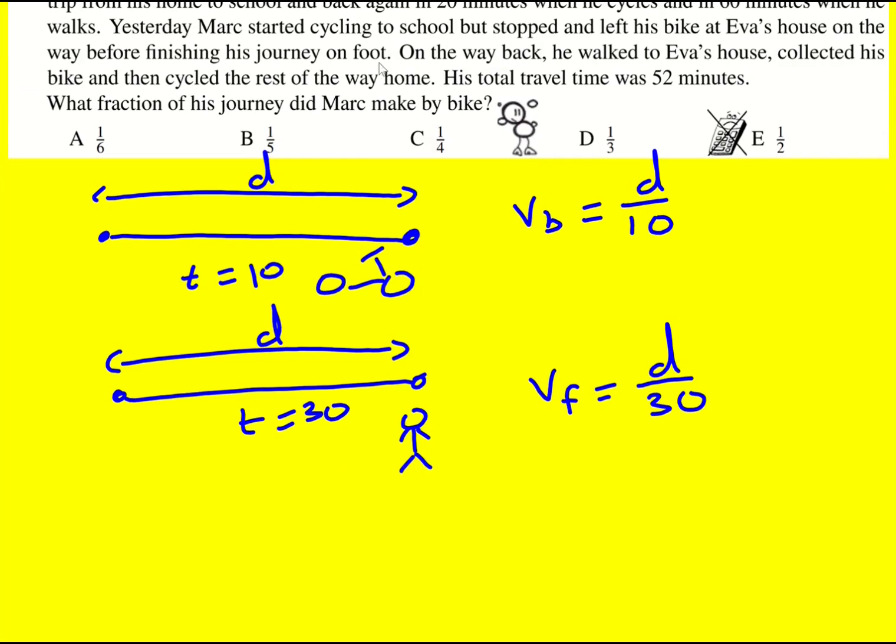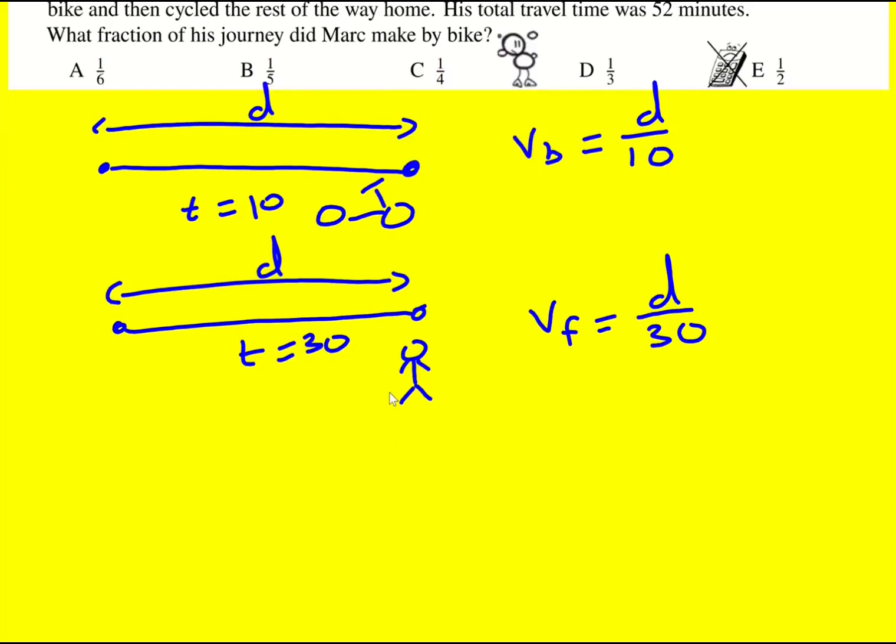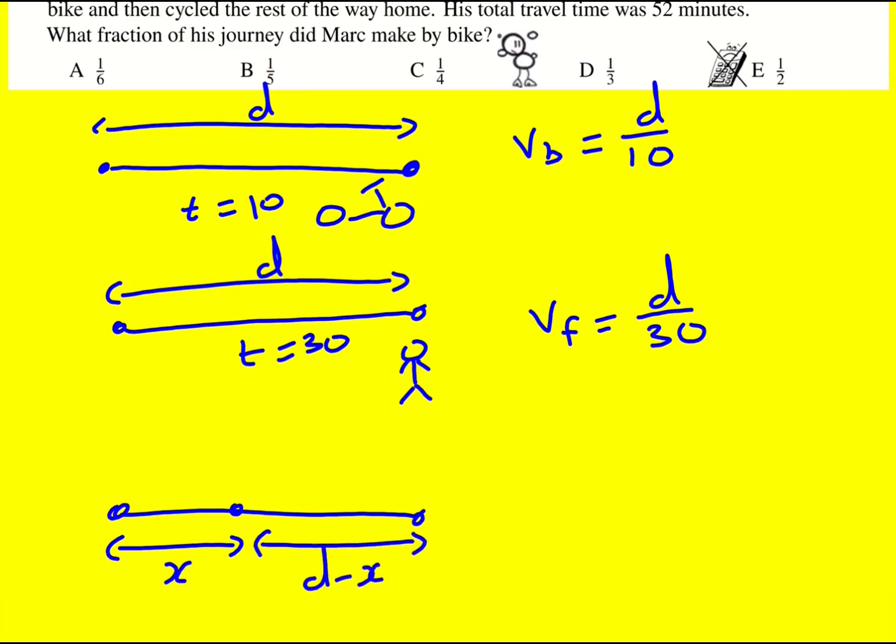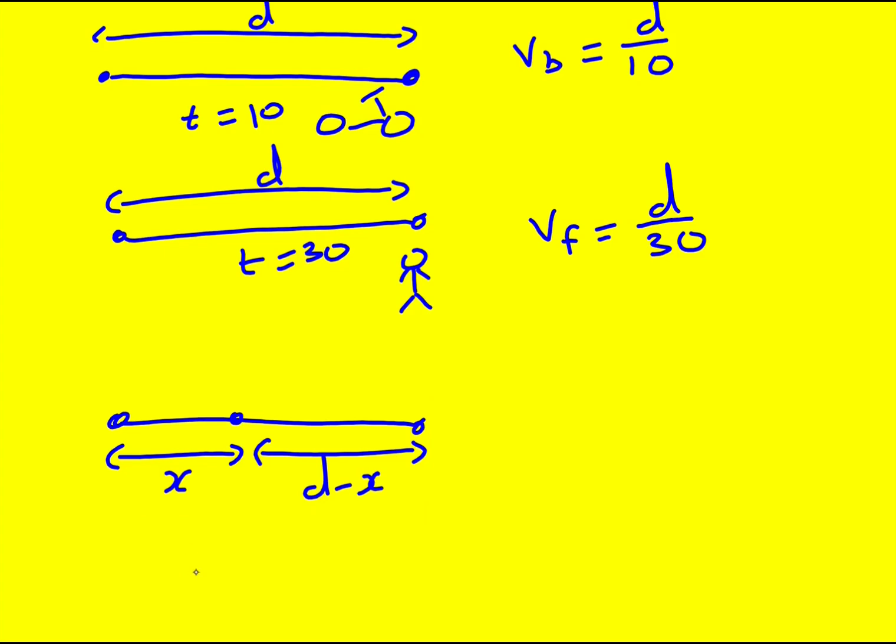Okay, now let's look at the scenario where Mark cycles to school but stops, leaves his bike at Eva's house, finishes his journey on foot, and then basically does the same sort of thing on the way back. So we only really need, again, to look at home to school. So let's say this distance is x to get to Eva's house, and then the rest of the distance is going to be d minus x. And we're going by bike here and by foot here.